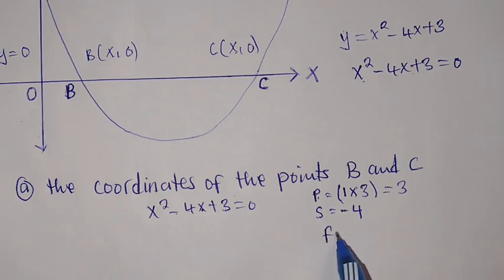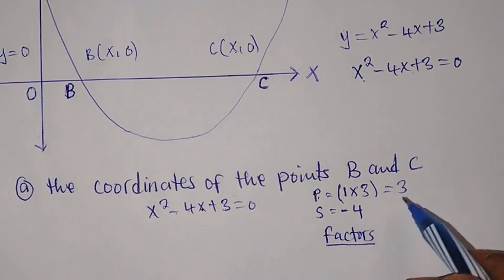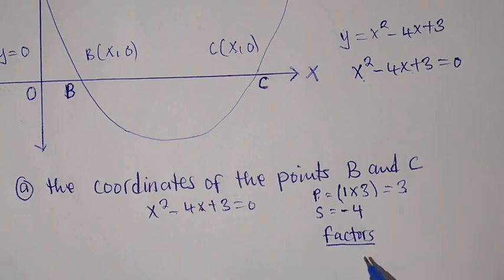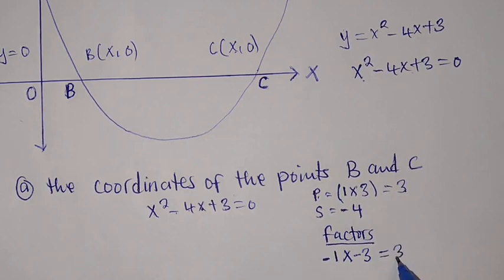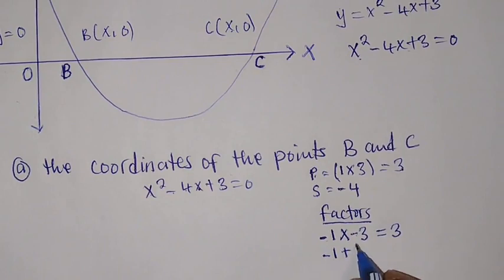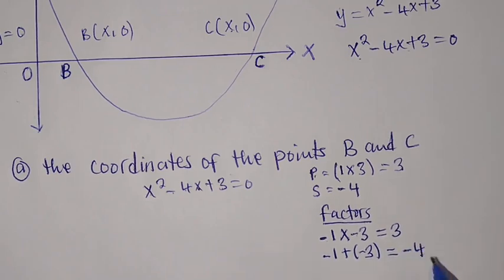Then from here, we need to find the factors. These factors are going to be two numbers. When you multiply them, you get the product of 3, and when you add them, you get the sum of negative 4. So these two factors are going to be what? If you multiply negative 1 times negative 3, this will give you positive 3. Again, the same numbers, when you add them, negative 1 plus negative 3, this will give us negative 4. So the factors are negative 1 and negative 3.